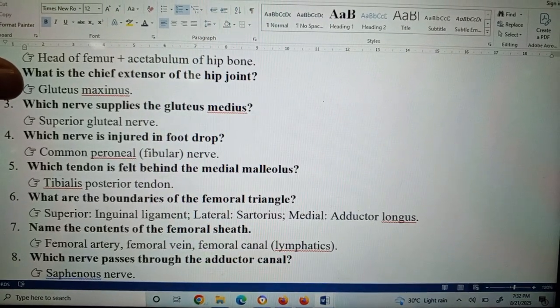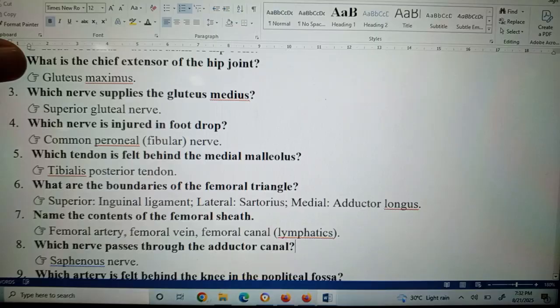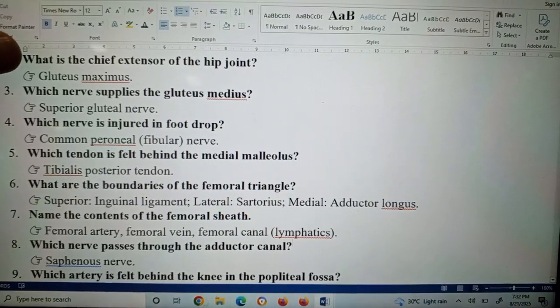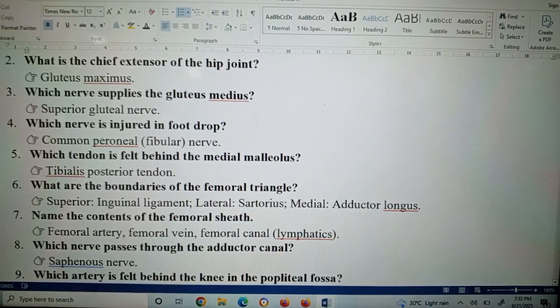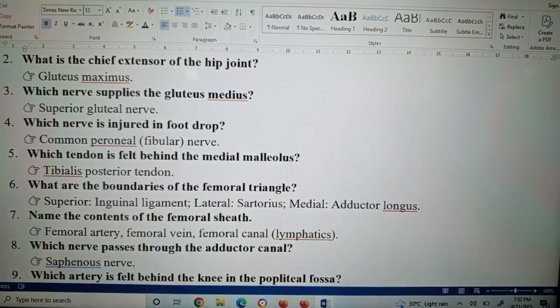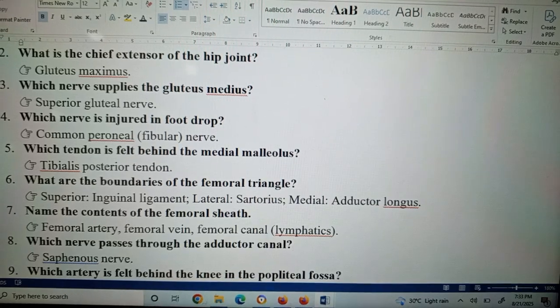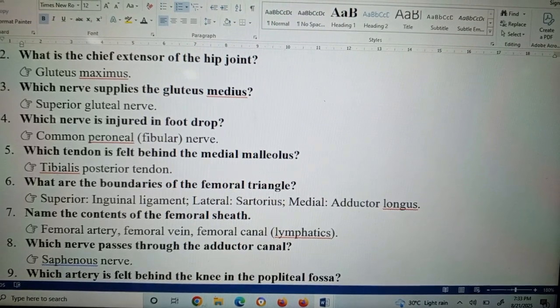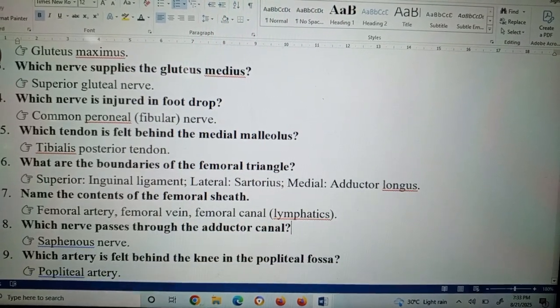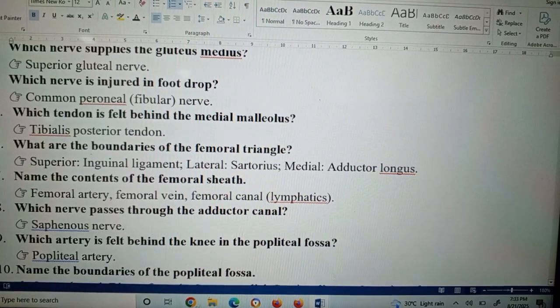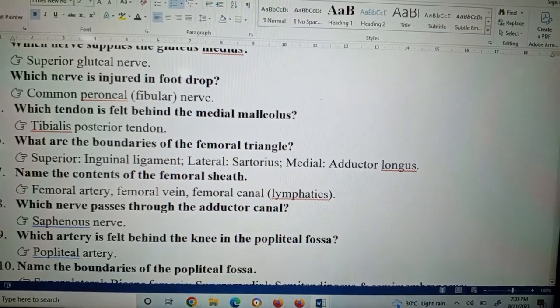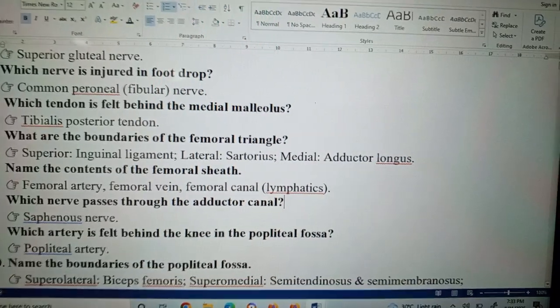A picture can be given to you in the exam, like a picture in which a foot drop is shown. So a question can be asked to you about which nerve is damaged. So you are going to write down common peroneal nerve. Which tendon is felt behind the medial malleolus? Tibialis posterior tendon is felt at the medial malleolus.